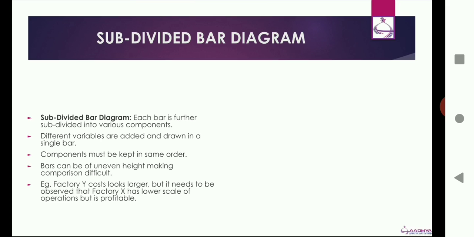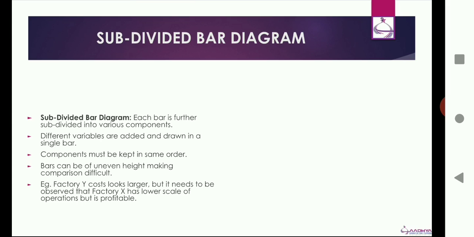The subdivided bar diagram. In this type of bar diagram, each bar is subdivided into different components. This allows us to make the comparison for 2 different groups or 2 different periods of time within the same bar, and there is no need to compare across different bars.